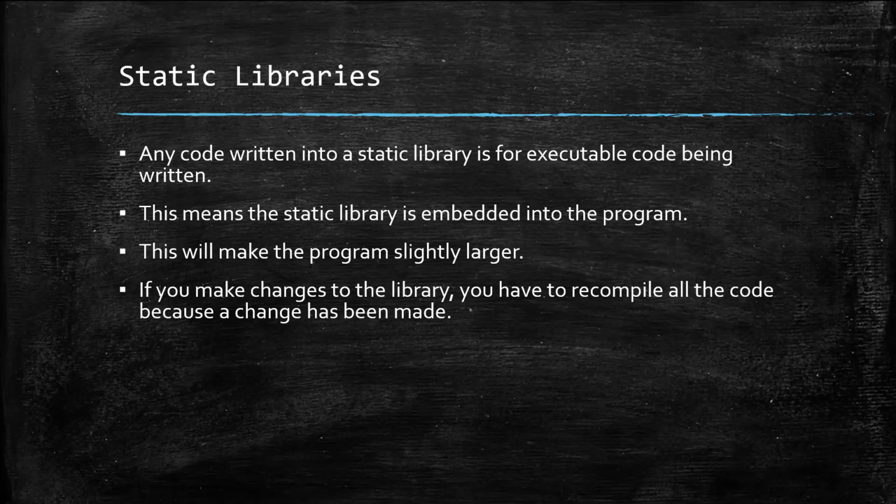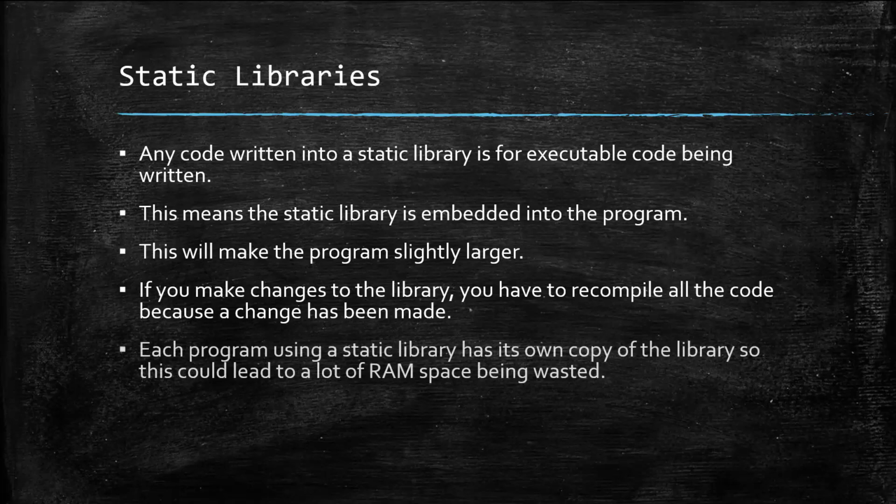If you make changes to the library, maybe you add a new subroutine, you have to recompile all that code because a change has been made. Anytime you're making an executable file, you have to compile all of it, and it needs to be error-free. Now, each program using a static library has its own copy of the library, so this can lead to a lot of RAM space being wasted.